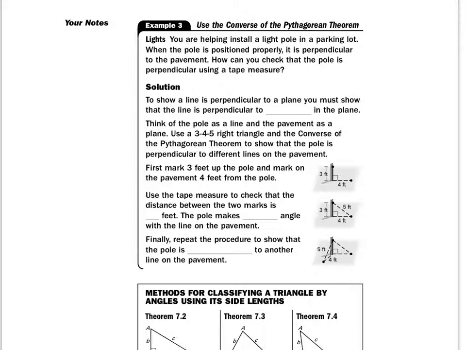Now, that tells us whether it is right going one direction. Now we need to know whether it's leaning the other way. And so you do it again on the other side. 3, 4, 5, and you make sure it's good. So I don't think you really need to know anything about that yet. Let's come down here and look for methods for classifying a triangle.